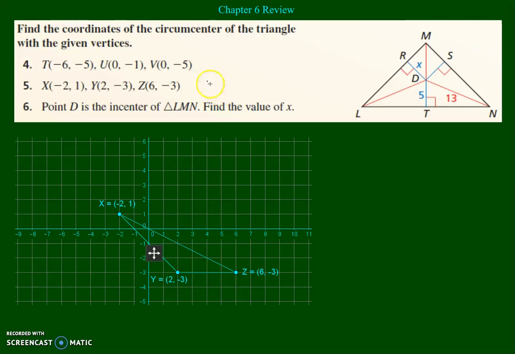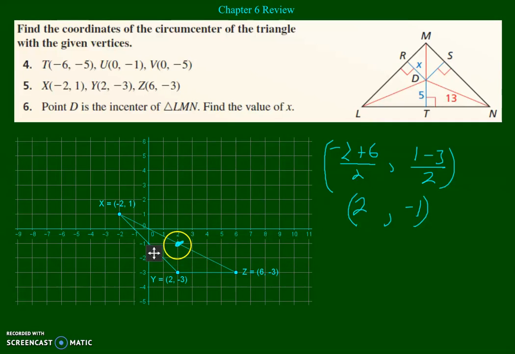So to find the midpoint is just the average of the endpoints. So let's find the average of the endpoints. We have -2 plus 6 over 2, and 1 plus -3 over 2. That gives us 4 over 2, which is 2, and 1 minus 3 is negative 2. Negative 2 divided by 2 is negative 1. So our midpoint is 2, negative 1. So there's our midpoint there.